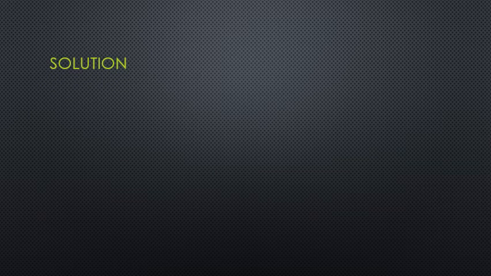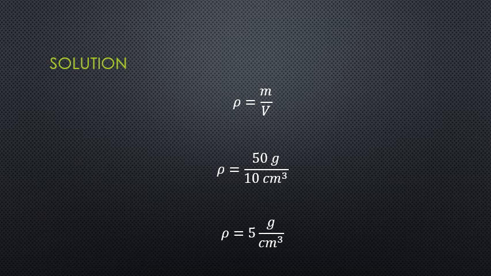For our solution, the first thing we do is to state the equation of density, which is mass divided by volume. Secondly, we would substitute the values for mass and volume into the equation. Finally, we will do our calculations and remember to write our units. And for this question, our answer is 5 grams per cubic centimeter.